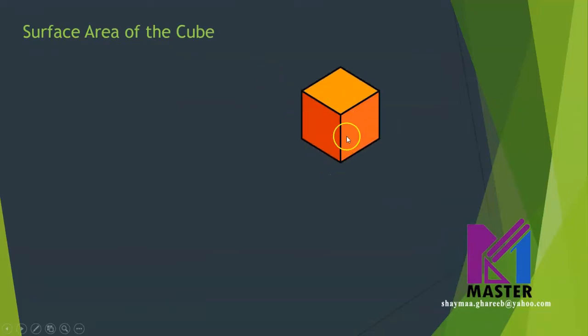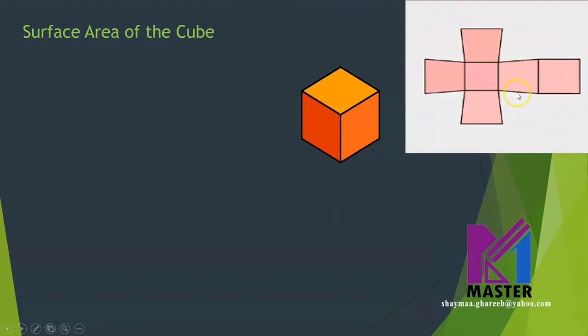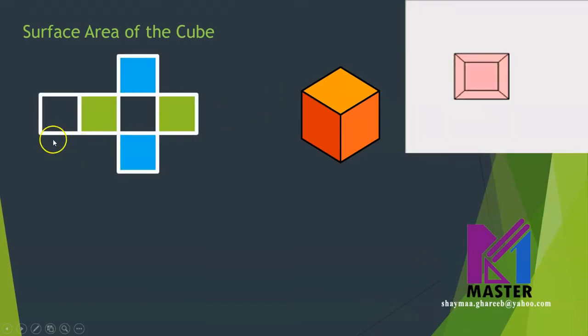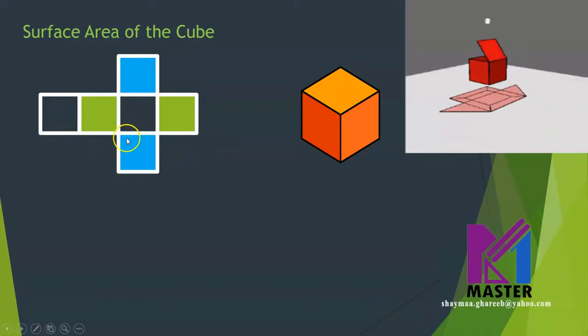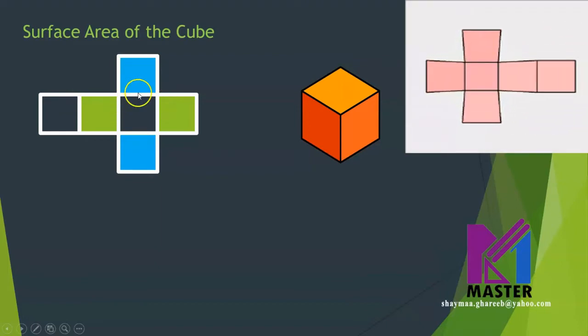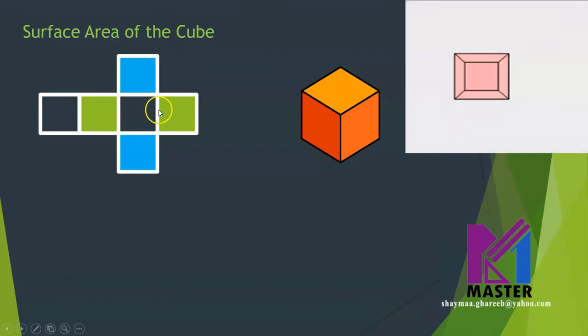This is the cube, and we know that the cube has 6 faces and 12 edges and 8 corners or vertices, all right? Now, let's see the net of the cube. As you can see here, it has 6 faces and all of them are squares and all of them have the same size and the length of the edges are equal. All the edges are equal to each other.